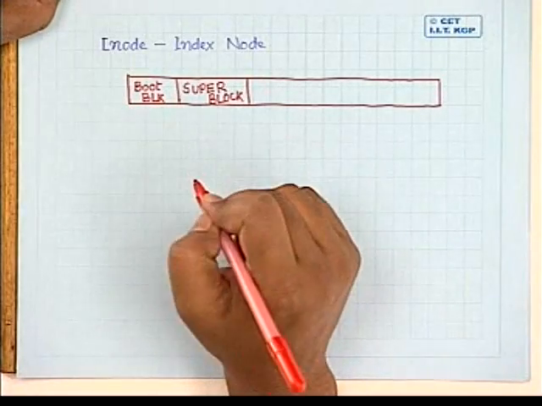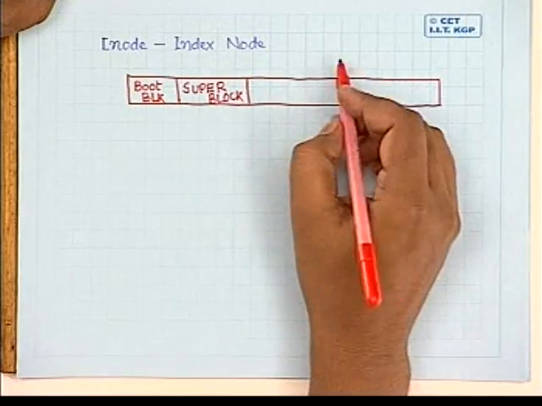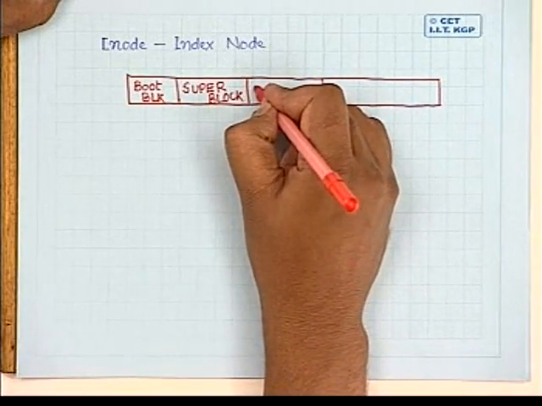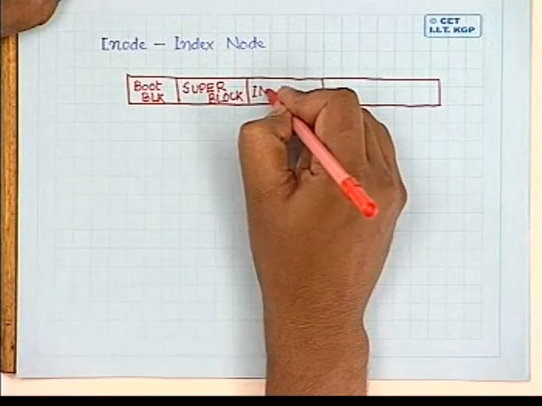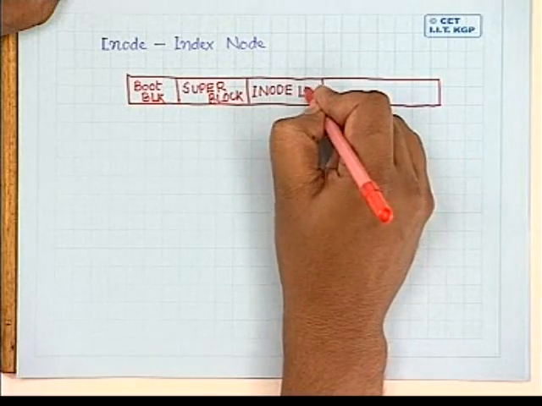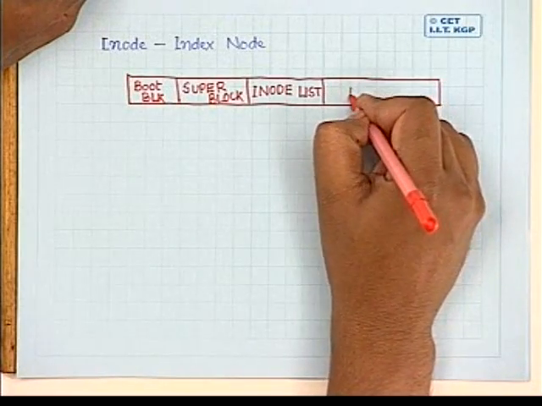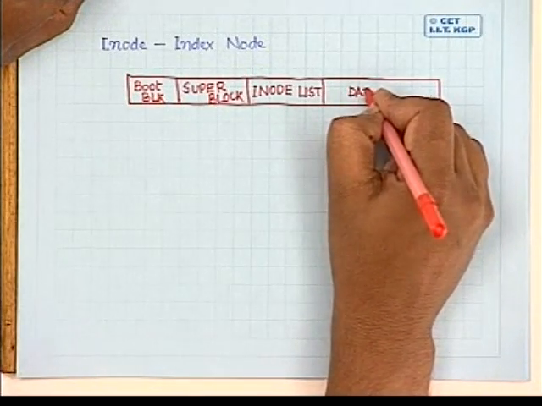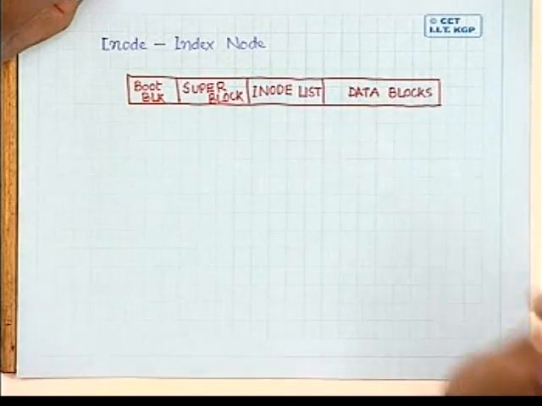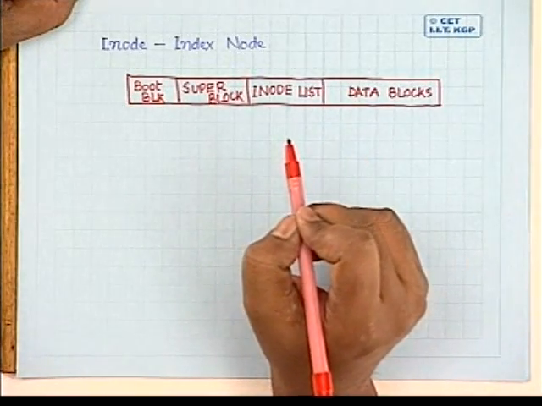Okay, the super block contains information about the state of the file system. Followed by that, we have a number of blocks which actually contain the inode list. And after this inode list, we have the actual data blocks. Okay. So this is the logical layout of every file system or every disk.